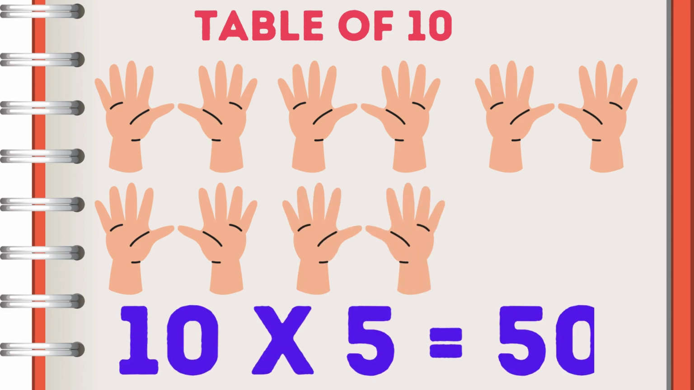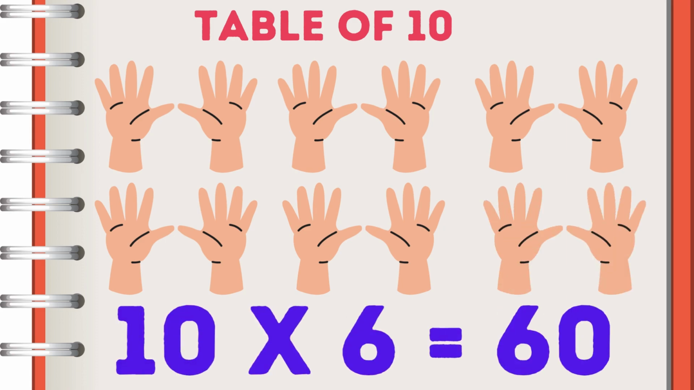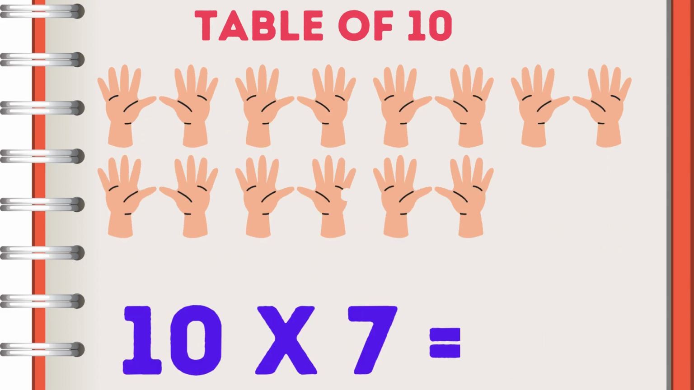10, 20, 30, 40, 50. 10 times 5 is 50. 10, 20, 30, 40, 50, 60. 10 times 6 is 60. 10, 20, 30, 40, 50, 60, 70. 10 times 7 is 70.